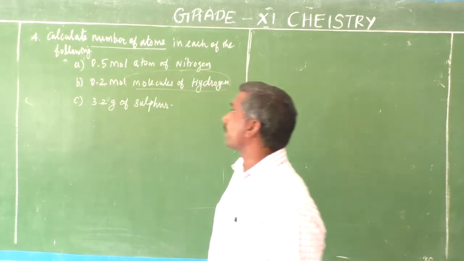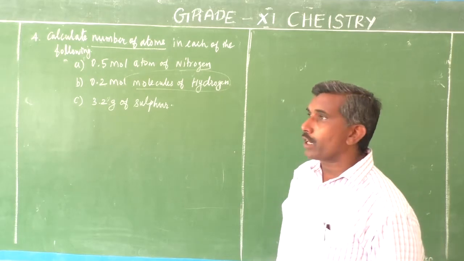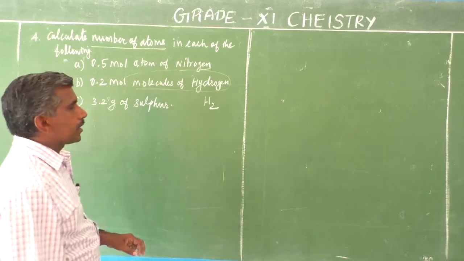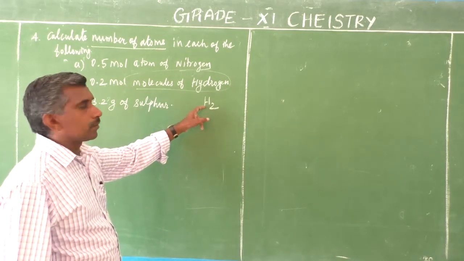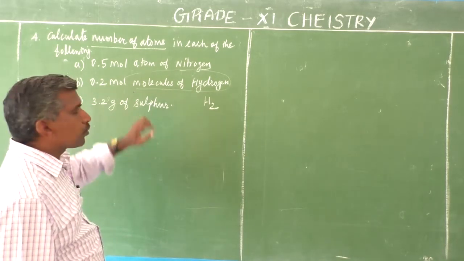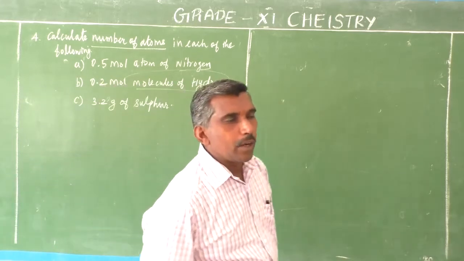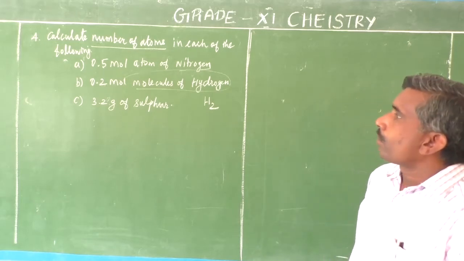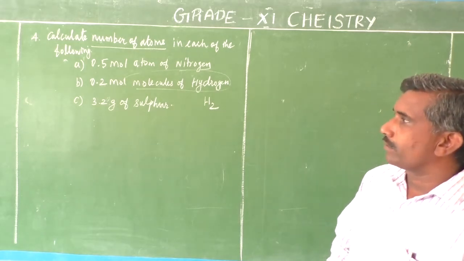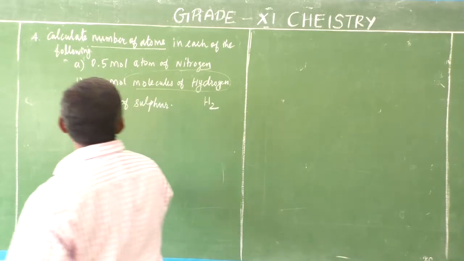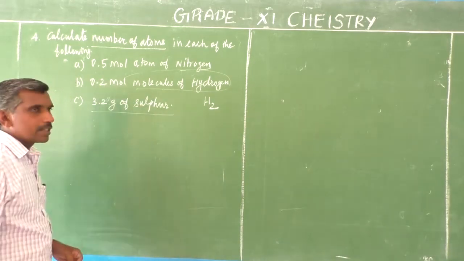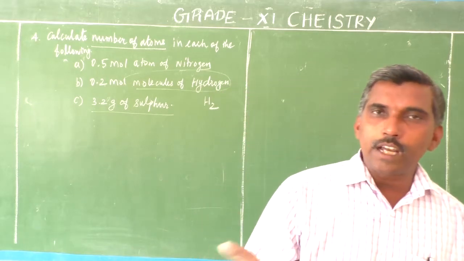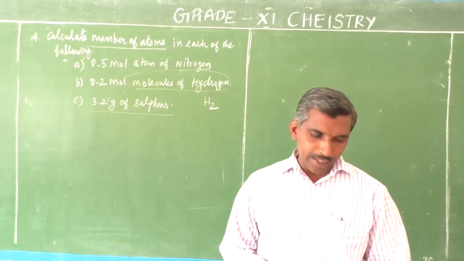Here is a difference. Here it is a molecule. One molecule of hydrogen contains two hydrogen atoms. So what is it? 0.2 mole of molecules of hydrogen contains how many atoms? Now third question, 3.2 gram of sulfur contains how many atoms? This is also related with the moles and Avogadro number. That is a relationship.